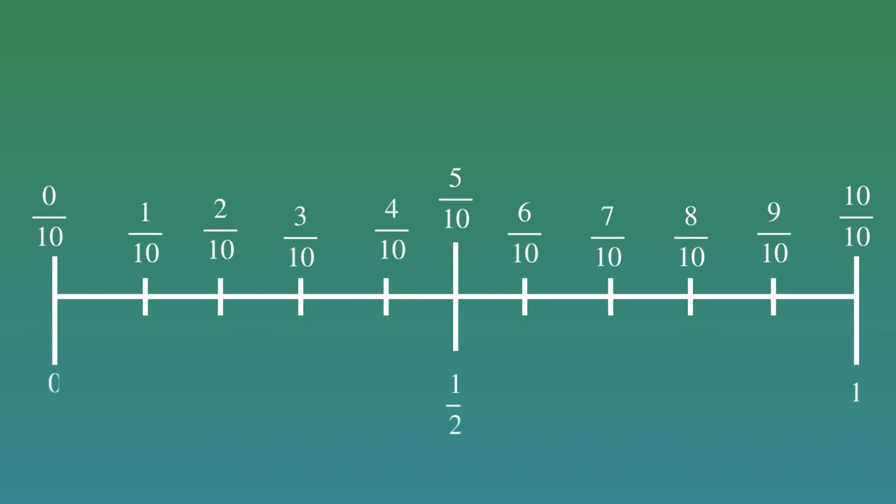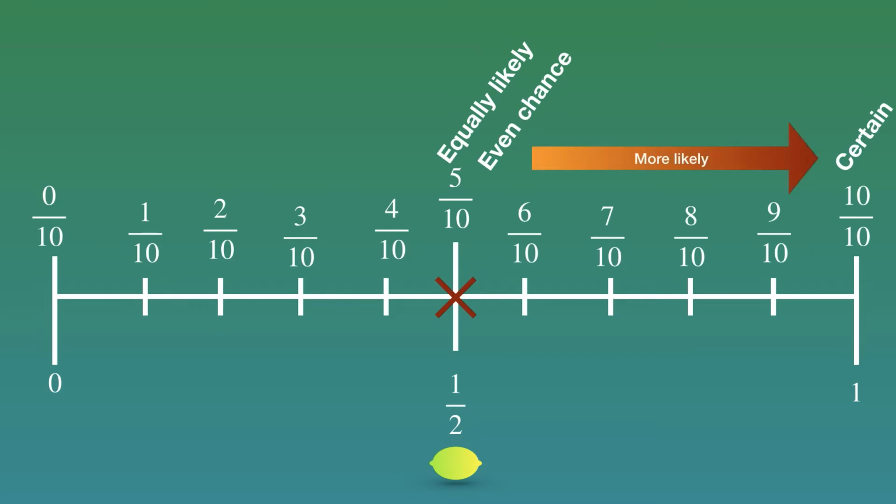Since 5/10 is equivalent to half, the probability of getting a lemon is an equally likely event, and we cross the middle of the scale. And if you move towards 1, the events are more likely. And if you move towards the left, the events are less likely. And the probability of getting an apple is 3/10. So it's a less likely event than the lemons, so it will be roughly over here.